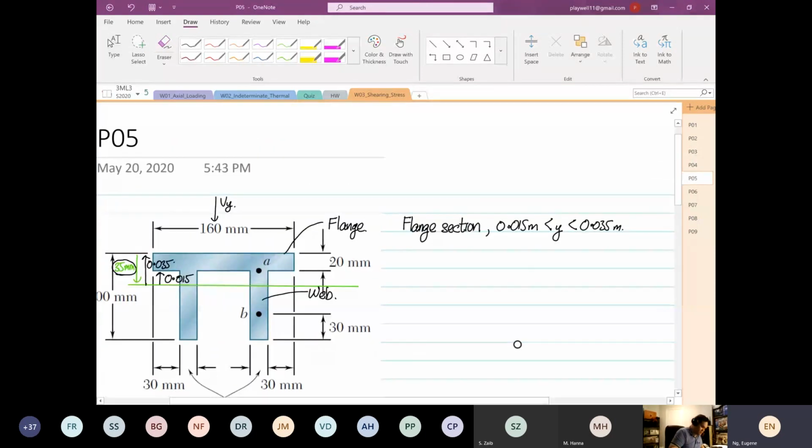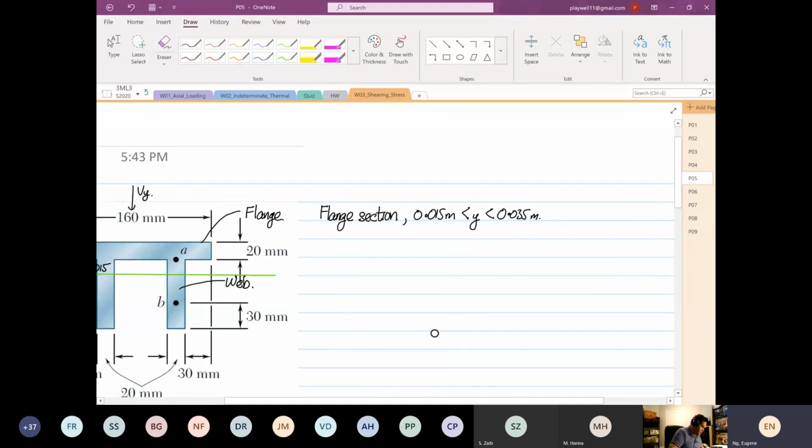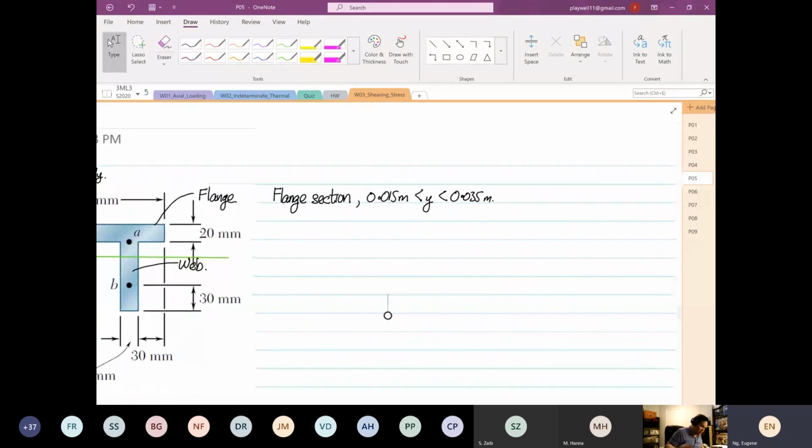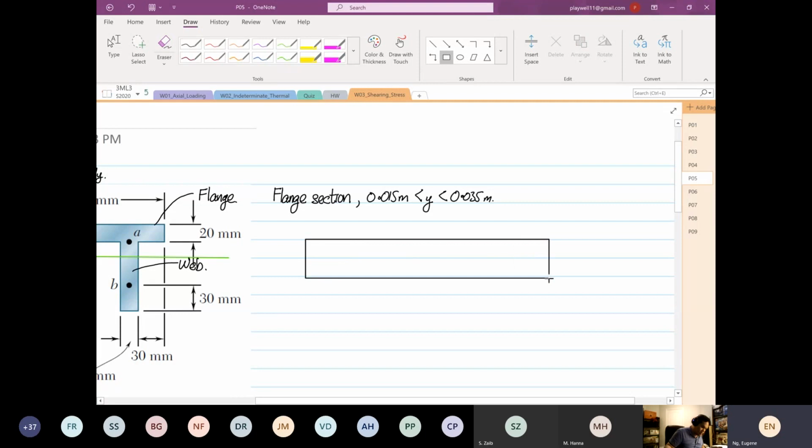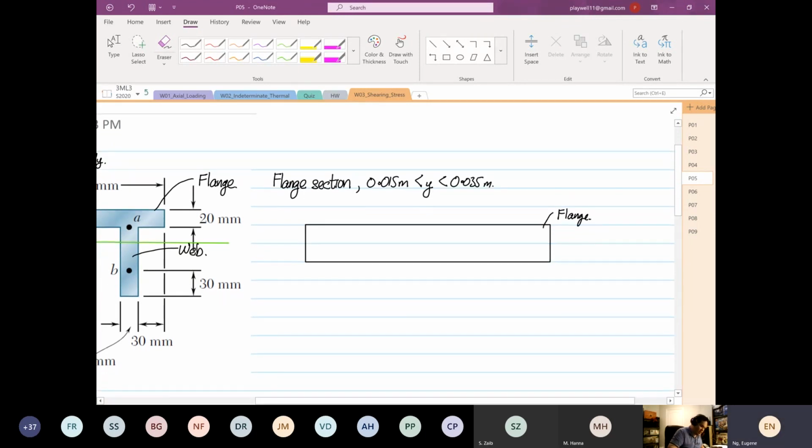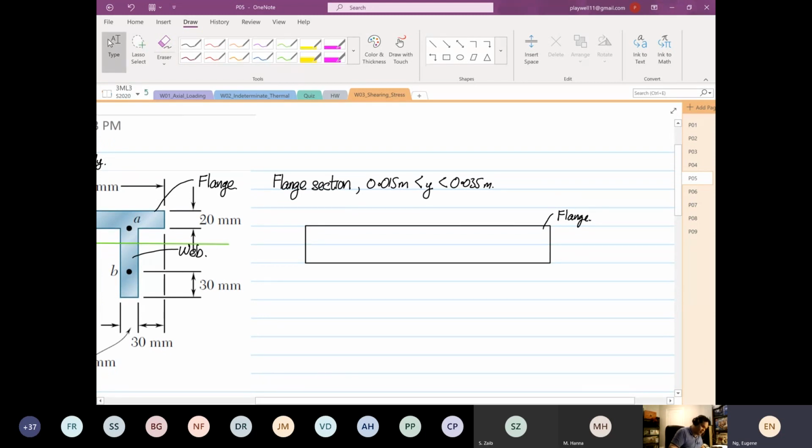So from here, I'm going to draw a bigger diagram so you can see better now, because there's a lot of detail. This is only the flange section. I'm only drawing the flange section, and the flange section is 20. This is where our centroid is. So this is our ZZ.